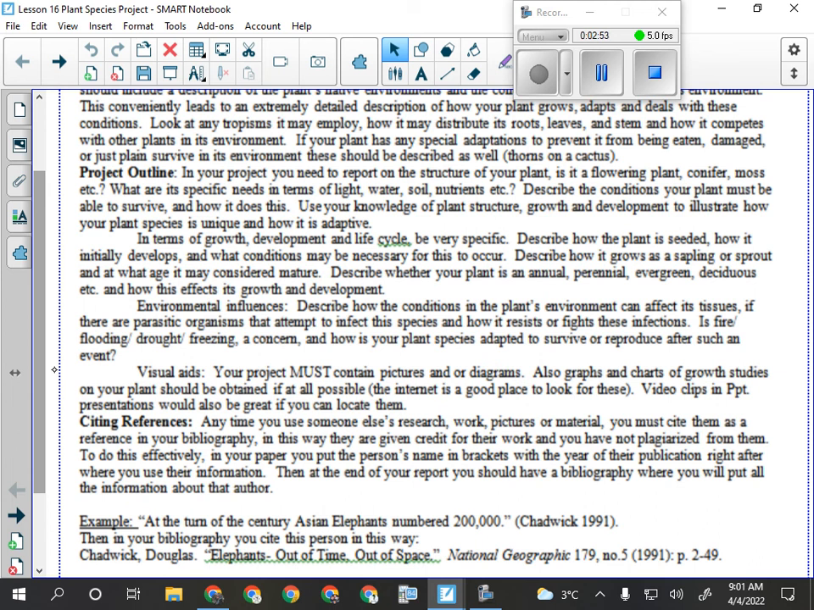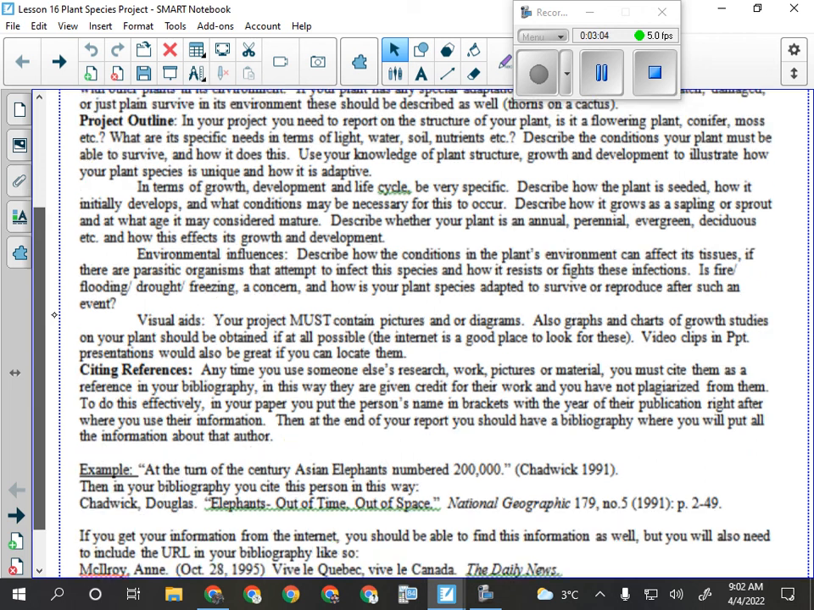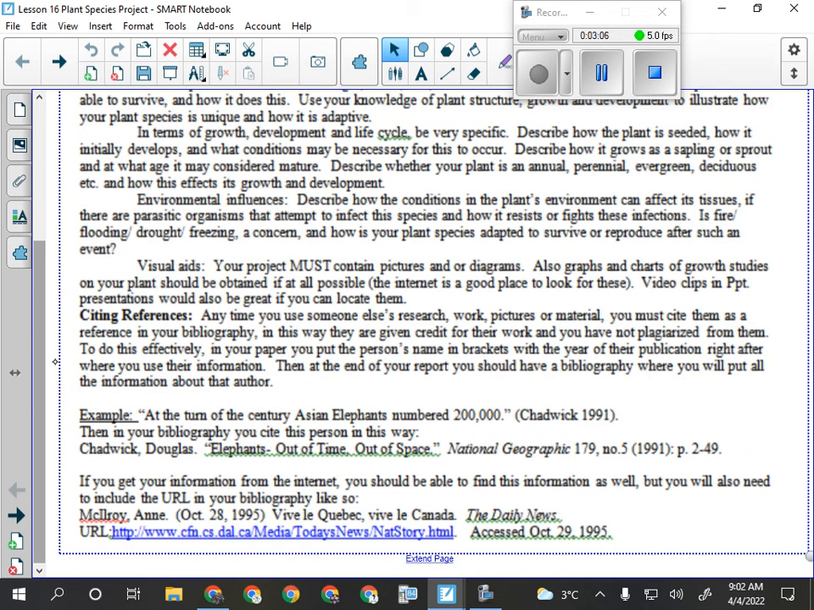All right, talk about the environmental influences. So we talked about that already. The plant's environmental conditions. Are there parasitic organisms that it has to fight? Okay, how does it compete with other organisms in its environment? Okay, visual aids. Your project has to contain pictures and/or diagrams. Graphs or charts of growth studies of your plant are great if you can find them. If someone managed to post a time lapse of your plant growing, that'd be cool. Okay, see what kinds of things you can find.